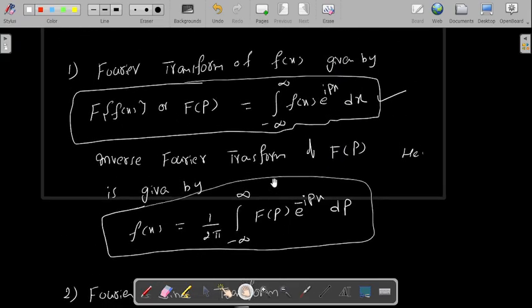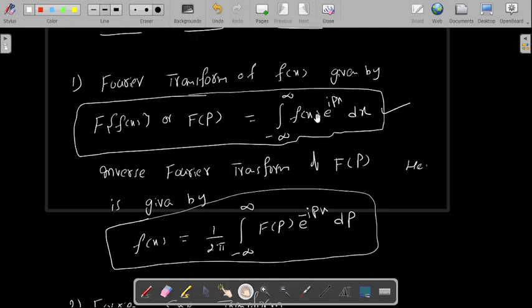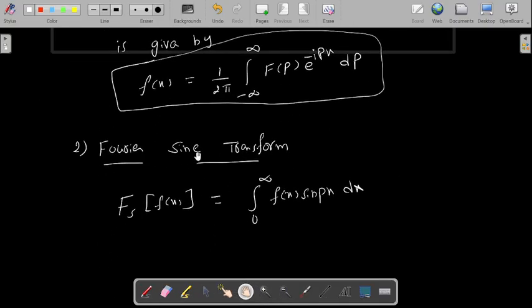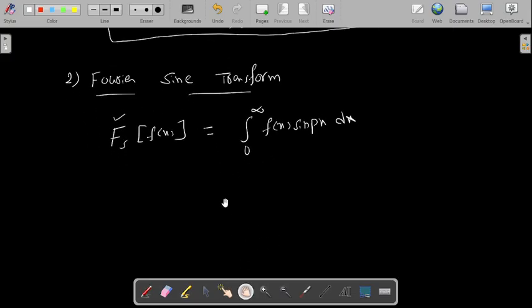For the given signals, you are extracting sine, cos, then this is the formula. Okay, when asked to find the Fourier transform of f of x, you have to use this formula. Find the Fourier sine transform: sine transform means integral 0 to infinity f of x sin px dx. Here this S indicates the sine signals. Okay. The Fourier transform is denoted by capital F.